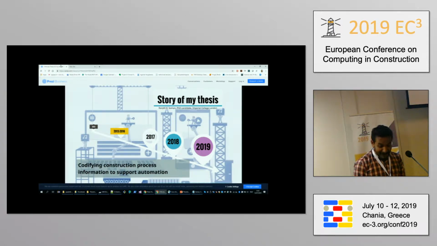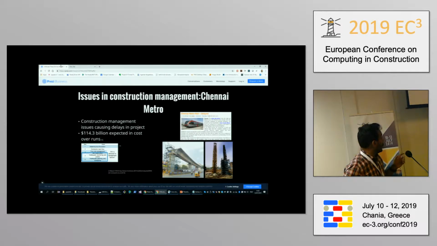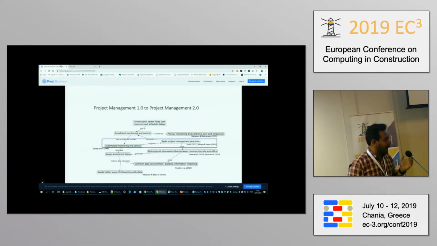Everyone, let me tell you the story about my thesis. It all started when I was going for an internship in Chennai Metro, where it was delayed, and I was inspired by this problem of construction delays. And I started looking at projects around the world which were having a lot of delays. So I went and researched it during my master's and mapped the problems.